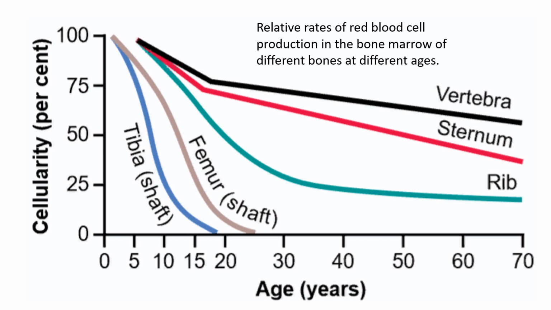Beyond this age, most red cells continue to be produced in the marrow of the membranous bones, such as the vertebrae, sternum, ribs, and ilia. Even in these bones, the marrow becomes less productive as age increases.